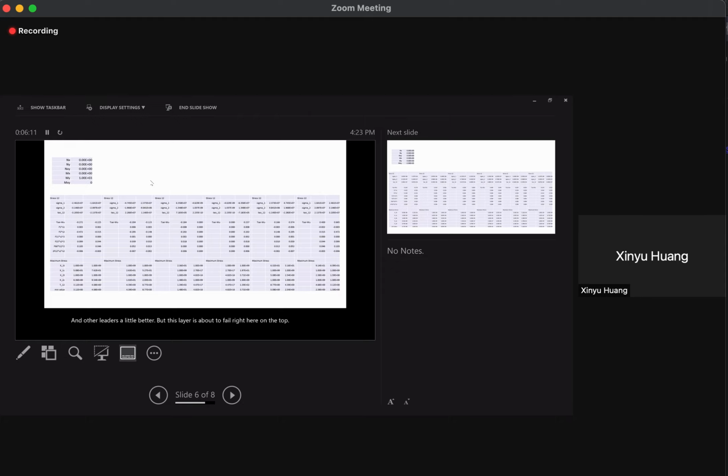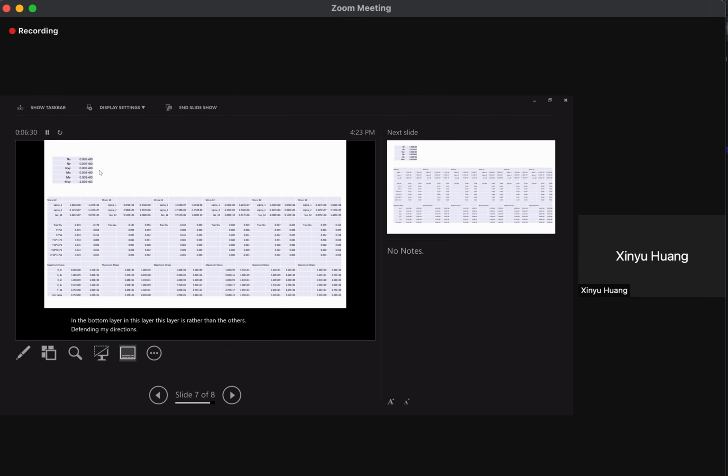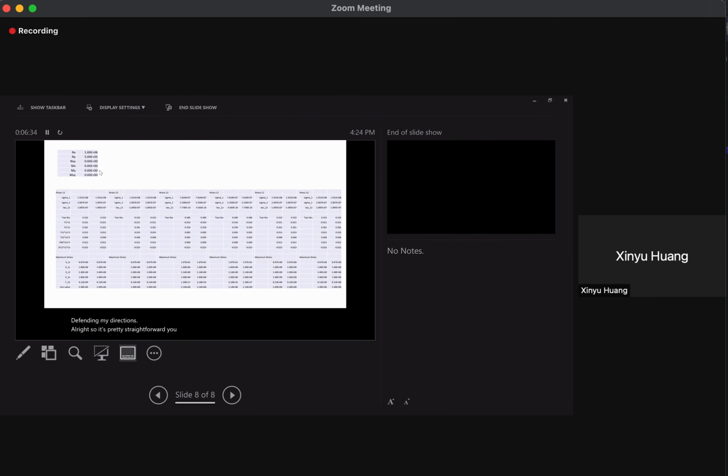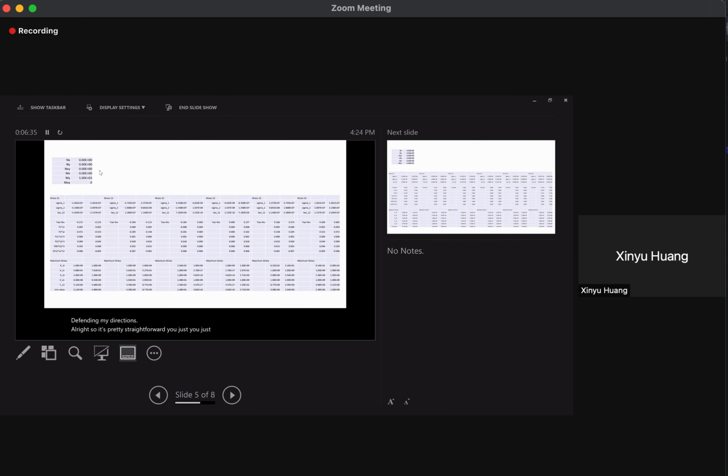Another bending. This bending causes high stress in the bottom layer, in this layer. This layer is relatively higher than the others. Bending in the y direction. All right, so it's pretty straightforward. You just apply your theory. You can calculate it. You can make a decision.